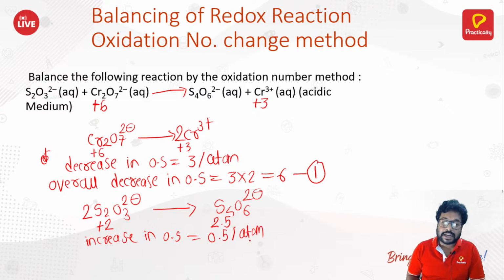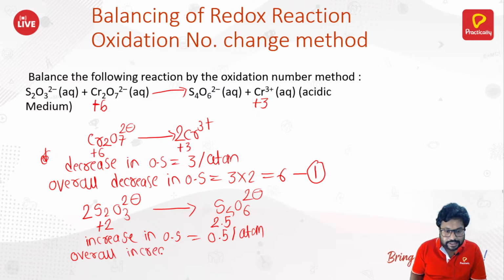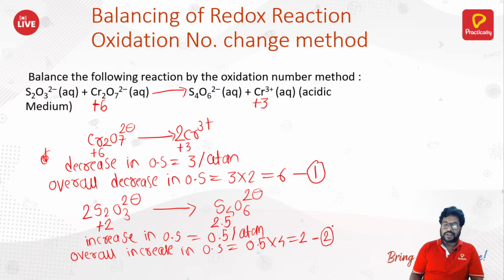But how many sulfur atoms are there? 4 sulfur atoms are there, right? Therefore, overall increase in OS is equal to 0.5 into 4, that is equal to 2. That is your equation number 2. So here you've got 2 as increase in OS, 6 as decrease in OS.